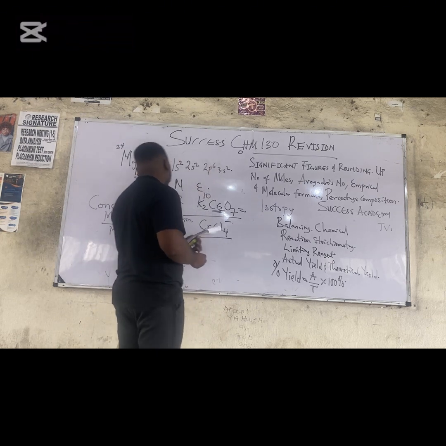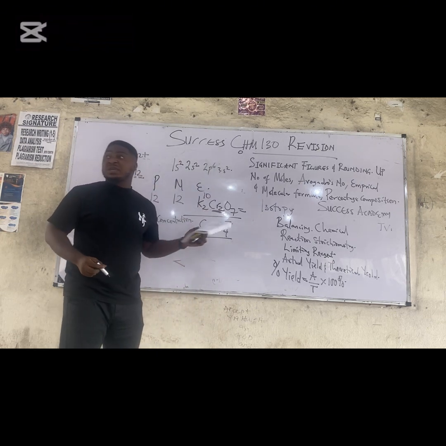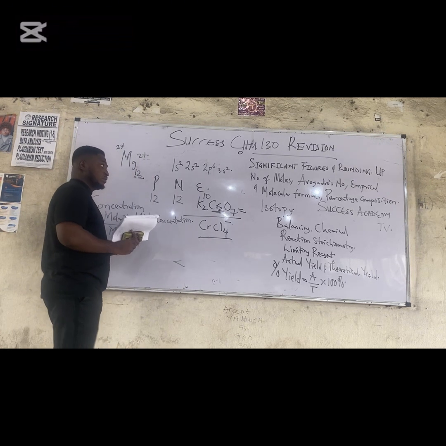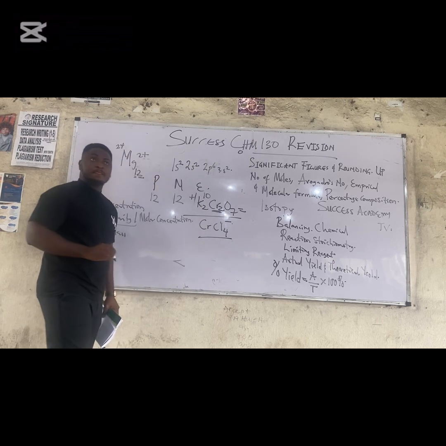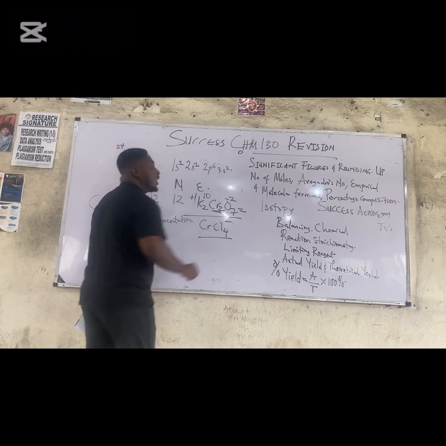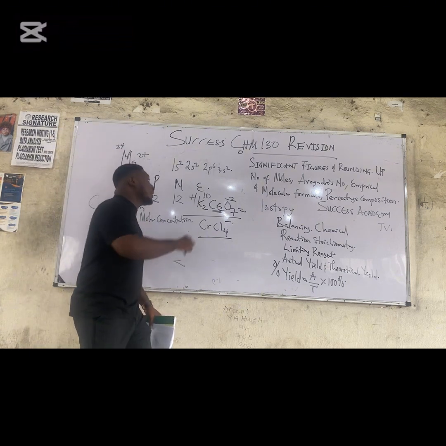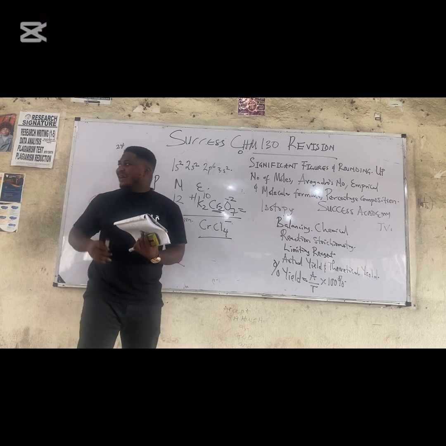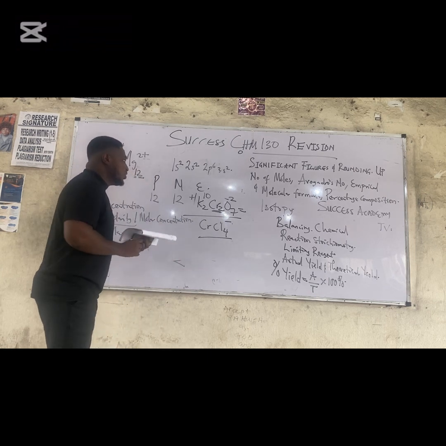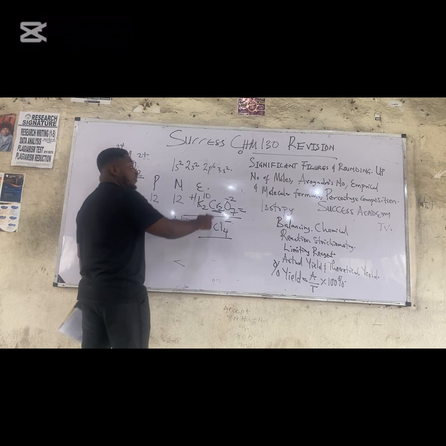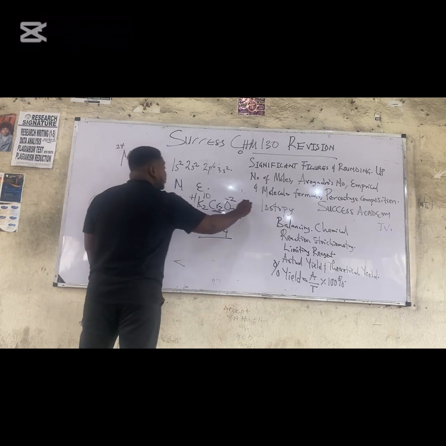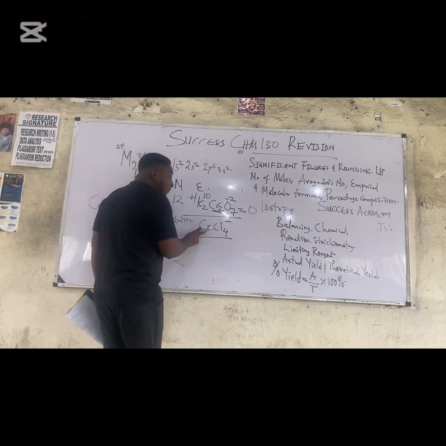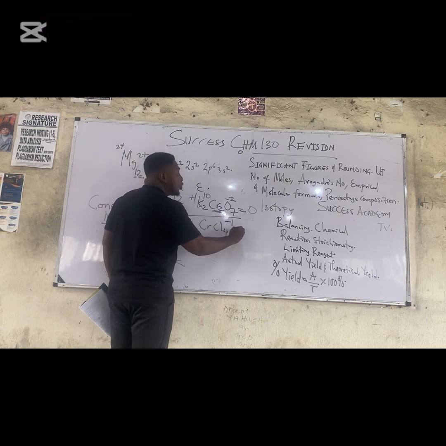Now, how do you get the oxidation number of chromium in K2Cr2O7? Class, K is plus 1. O is minus 2. Class, they will give you every other element except the one they ask you to find. So they say you should find chromium; they will give you potassium and oxygen. Class, you're going to equate this to 0 because K2Cr2O7 has no charge.